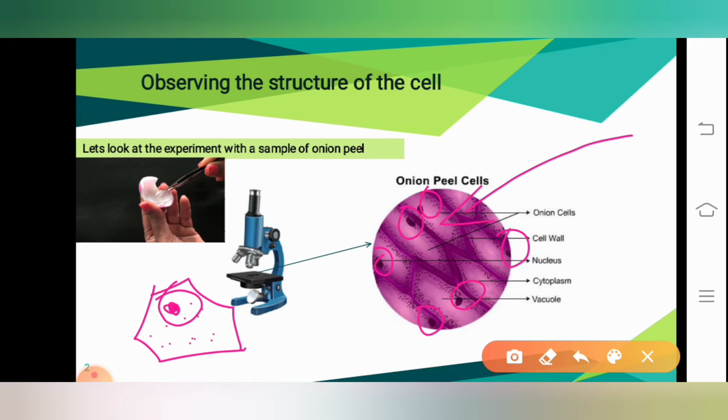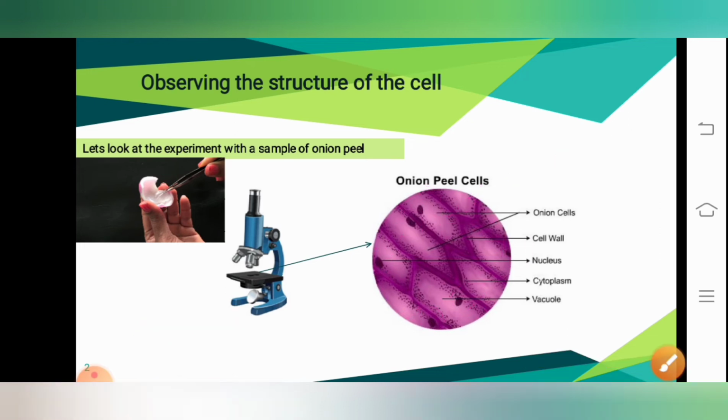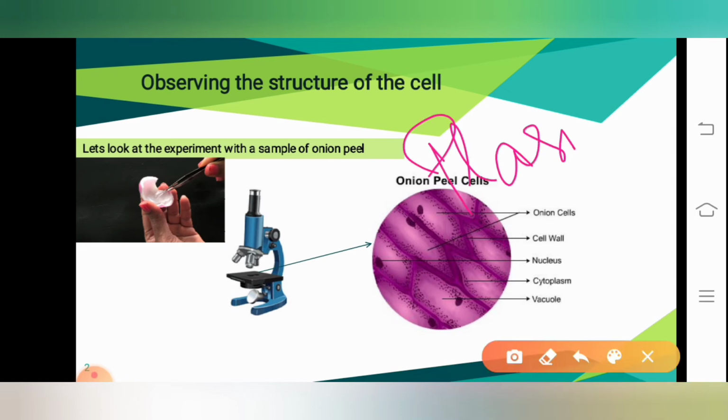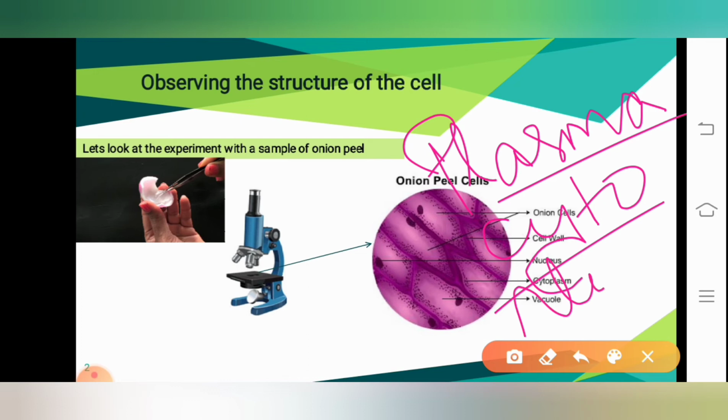So these are the major or more prominent structures of the cell. All the cells are broadly classified into three main parts. The first is the plasma membrane. Second is the cytoplasm, and the third is the nucleus.